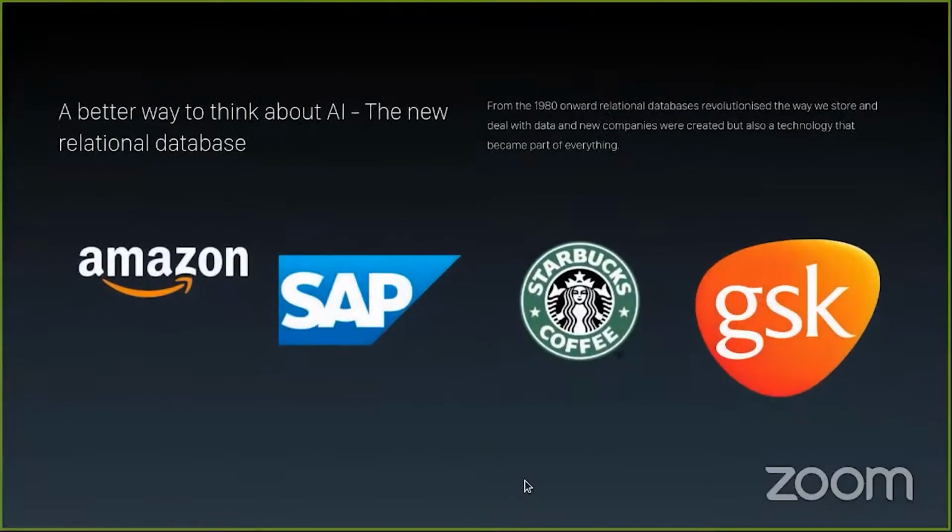Okay, so a better way to think about AI. I think about AI as almost like the new relational database. The relational database came about in the early 80s, probably the 70s. Oracle got started. My father actually worked for Oracle very early on in the 80s, before anyone knew what a relational database was. I remember him showing me how it worked on a toy database he built that he used to sell it, and he was selling mainly to governments and things like that.